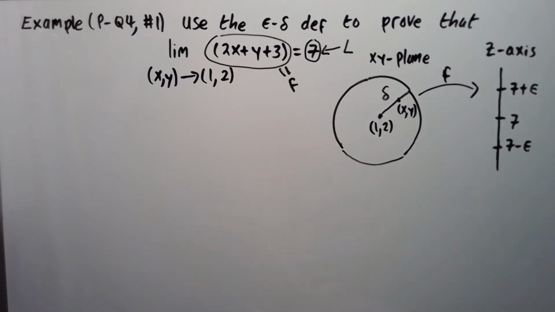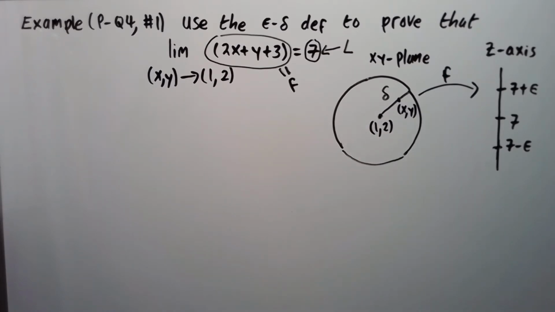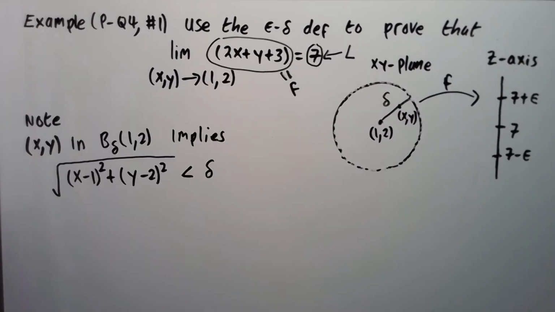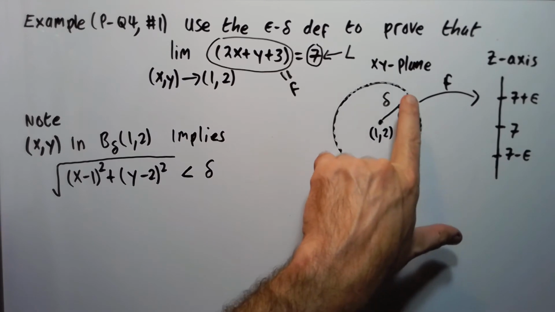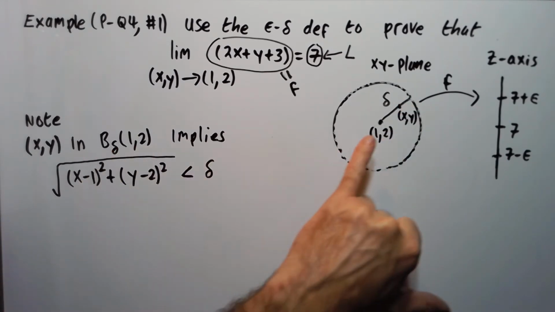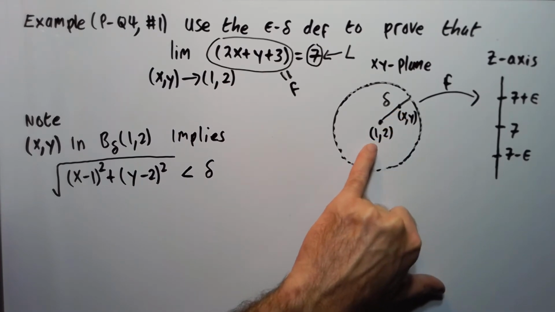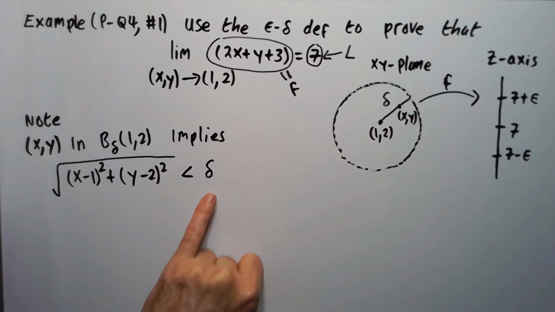Okay, so let's write our definition of the points in a circle here. So first note, if (x, y) is in the circle here, so this is what we denote by the circle, that implies the square root of (x minus 1) squared plus (y minus 2) squared. So the distance from (x, y) to (1, 2) should be less than delta. That's what this is saying here. Now I'm going to make a substitution. I'm going to let x equal 1 plus t and y equal 2 plus s. I'll explain how I got that in a second.